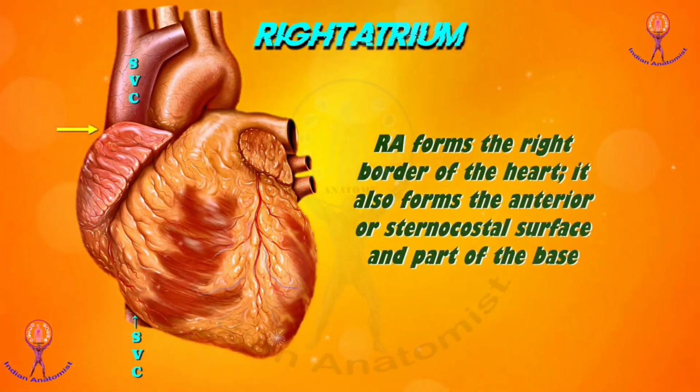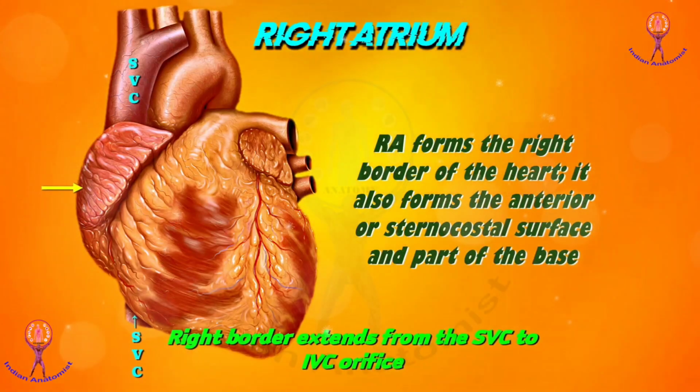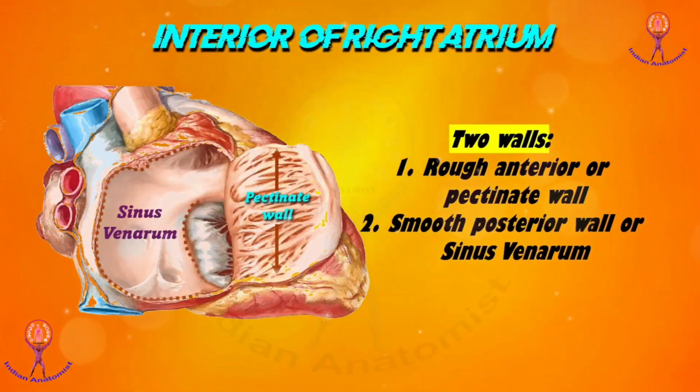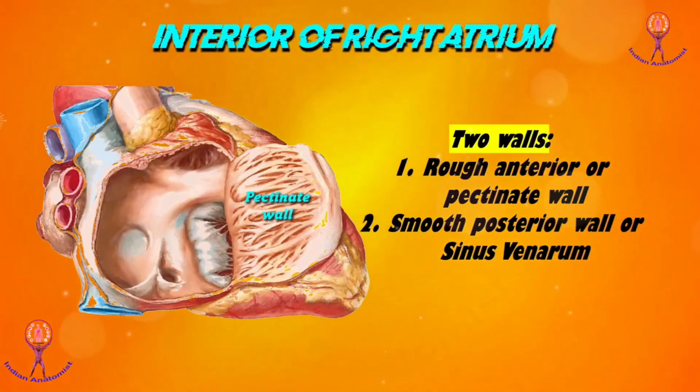Now, how to reach the right border? It is very easy. The right border extends from the superior vena cava to the inferior vena cava orifice. Now, it is time to discuss the interior of the right atrium. Interiorly, the right atrium has 2 walls. Number 1 is the rough anterior or pectinate wall, and number 2 is the smooth posterior wall or sinus venarum or interatrial septal wall. First, we will discuss the anterior wall.